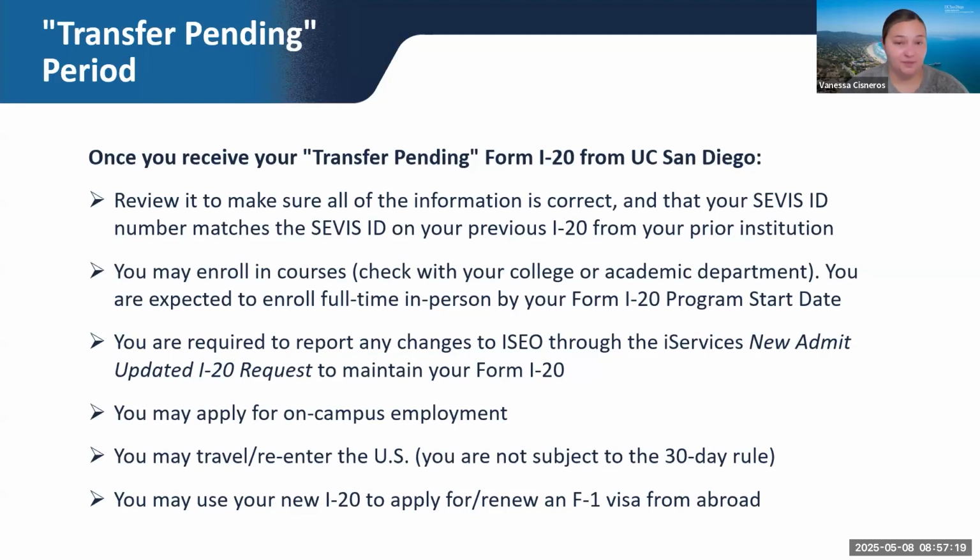You may enroll in courses. Check with your college or academic department. You are expected to enroll full-time in person by your Form I-20 program start date. So if you have a fall program start date, you must enroll full-time and meet in-person requirements for the fall term. You are required to report any changes to ISEO through the iServices new Admit updated I-20 request to maintain your Form I-20. You may apply for on-campus employment. You may travel and re-enter the US. You are not subject to the 30-day rule as you were with your initial I-20 request. And you may use your new I-20 to apply or to renew for an F1 visa from abroad.